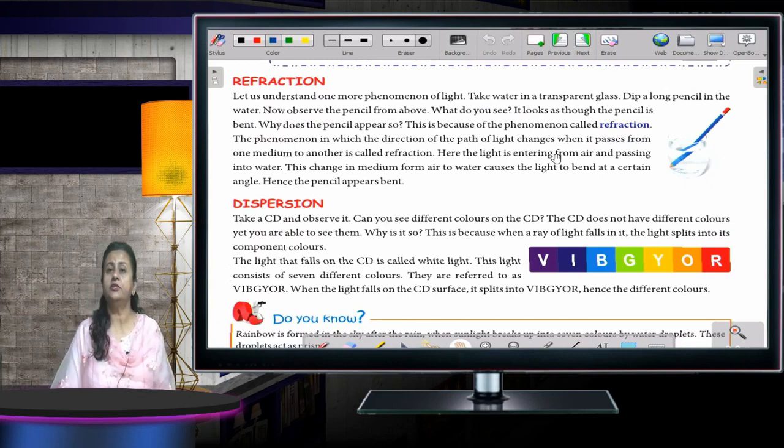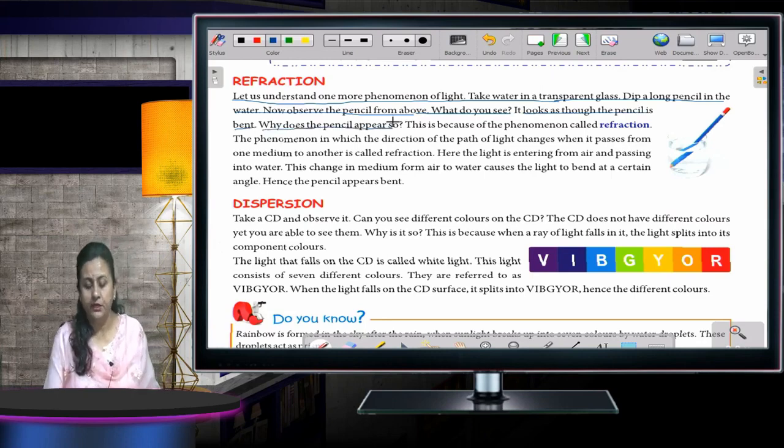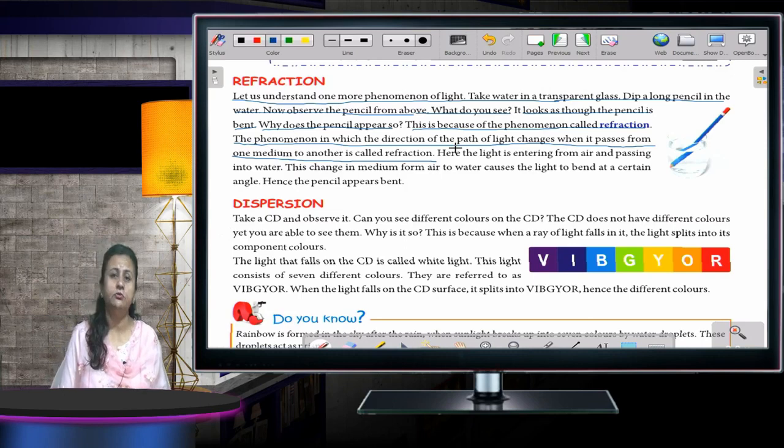What is refraction? Okay children, what is refraction? Let us understand one more phenomenon of light. Take some water in a transparent glass, dip a long pencil in the water. Now observe the pencil from above. What do you see? It looks as though the pencil is bent. Why does the pencil appear so? This is because of the phenomenon called refraction. The phenomenon in which the direction of the path of the light changes when it passes from one medium to another is called refraction.